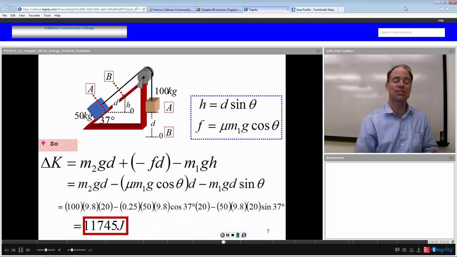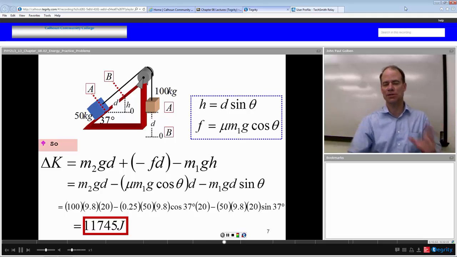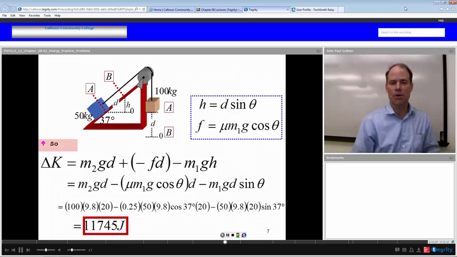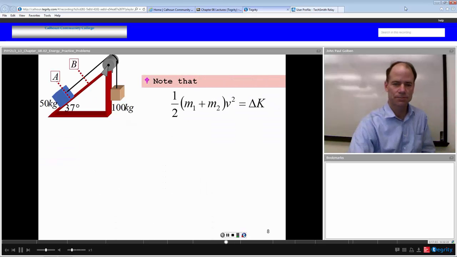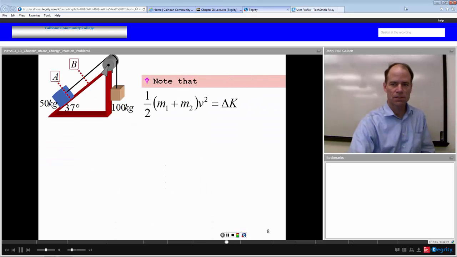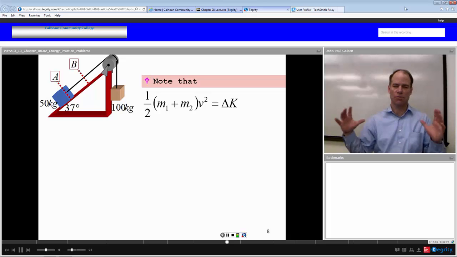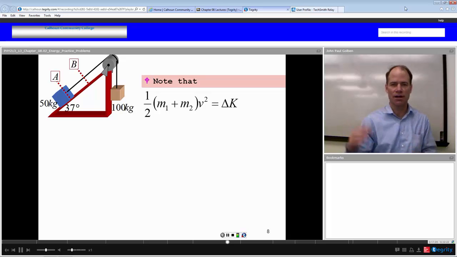So that's the change in kinetic energy for this whole system, for mass 1 and mass 2, as they're starting from rest and going to some final speed. They both will have the same final speed because everything's connected. So we'll note that 1/2 the total mass times this final speed squared should equal our change in kinetic energy, because our original kinetic energy was 0.